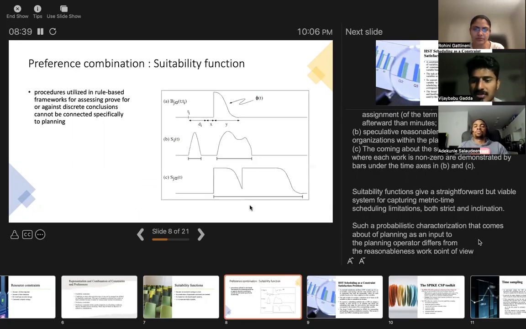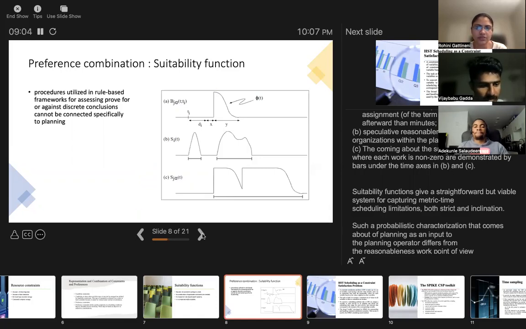Suitability functions give a straightforward but effective framework for capturing metric time and scheduling constraints, both strict and preference. Such a probabilistic characteristic that results from scheduling as an input to the scheduling agent differs from the suitability function perspective. From here on, Rohini will take over. Thank you very much.